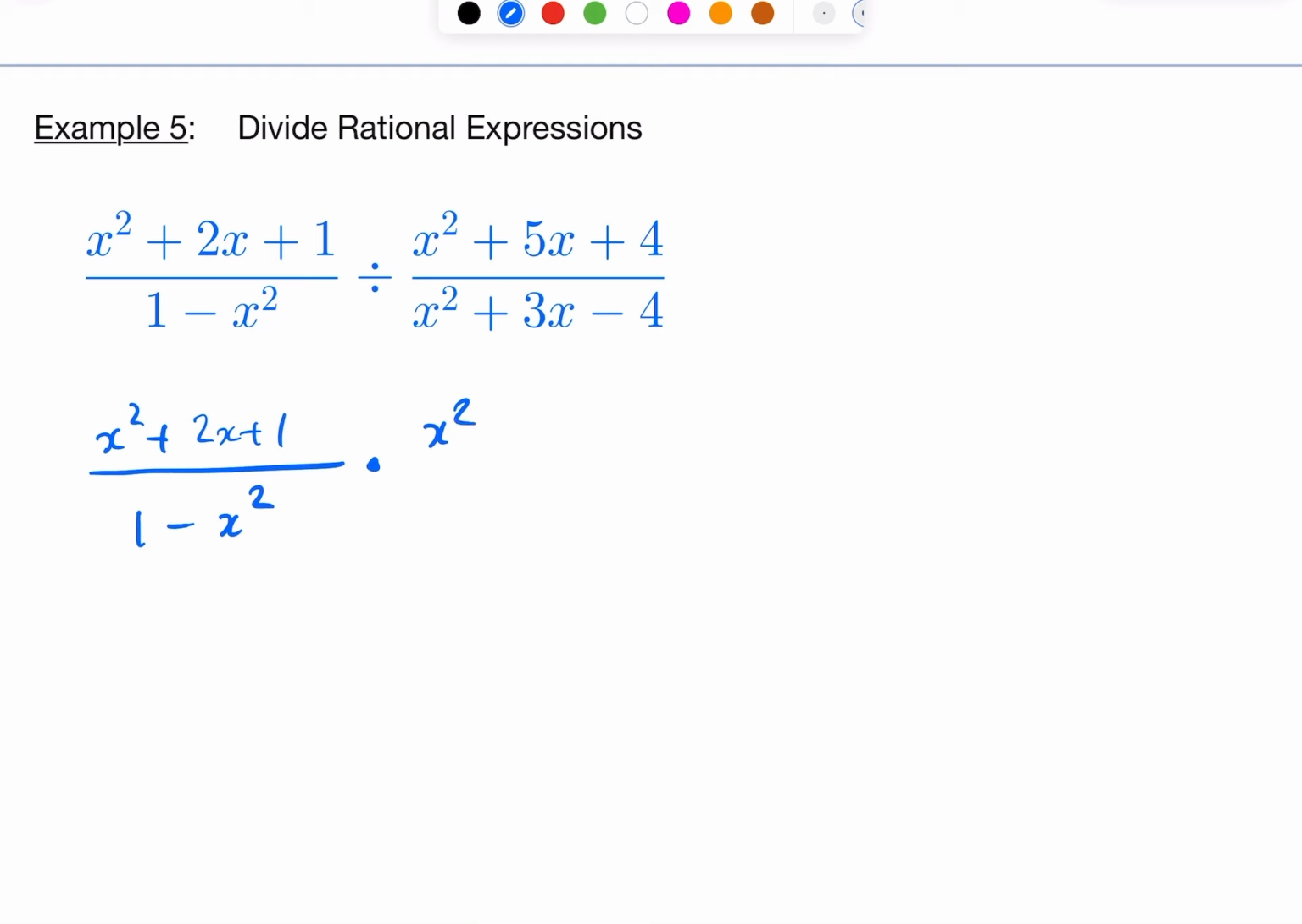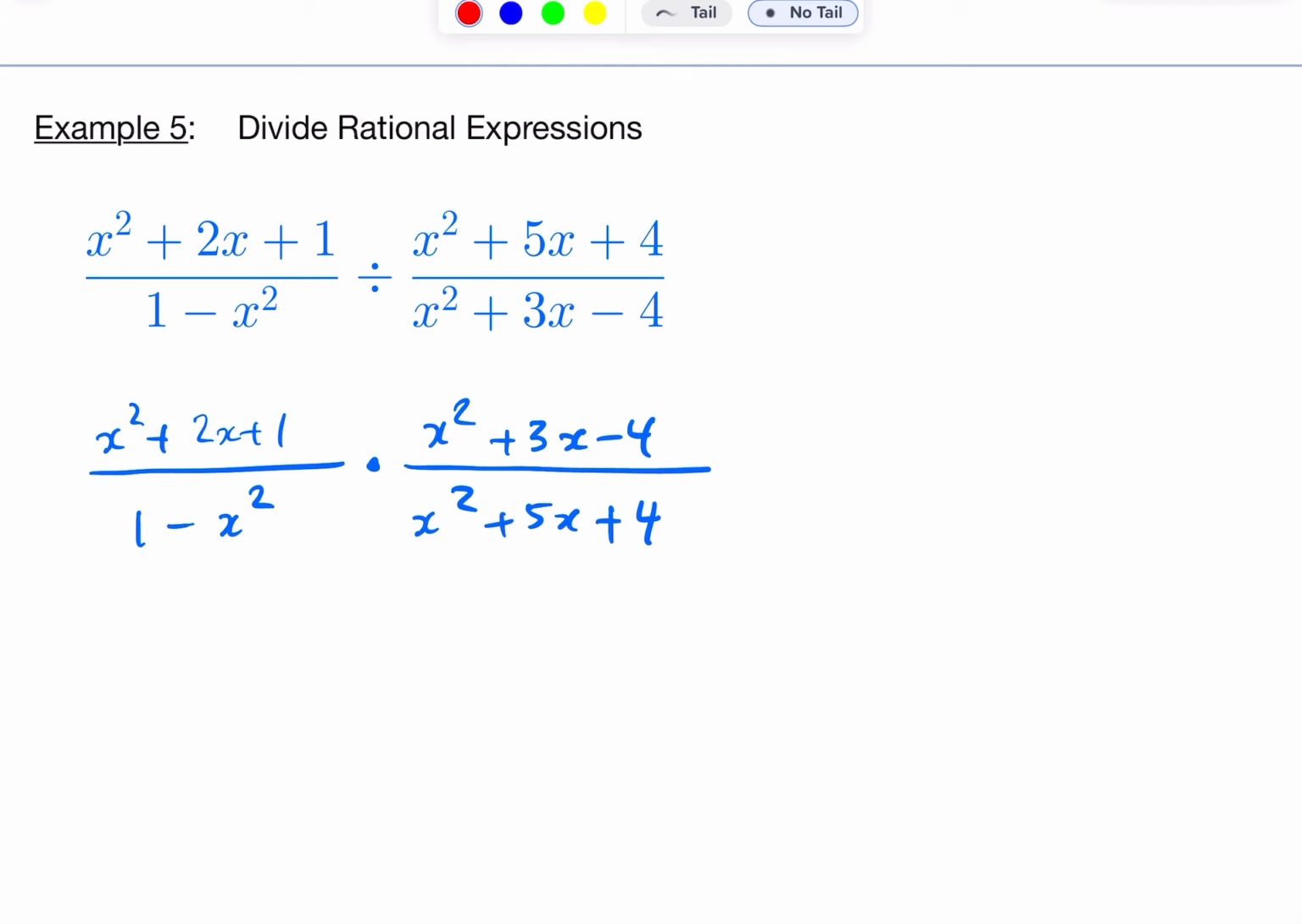So this becomes x squared plus 3x minus 4 over x squared plus 5x plus 4. Okay? So what you'll see is this denominator is now the numerator, and this numerator is now the denominator. So we flip that around, and once we do that, we can go ahead and factor each of these polynomials. So this is factorable, this is factorable, this is factorable, and this is factorable.